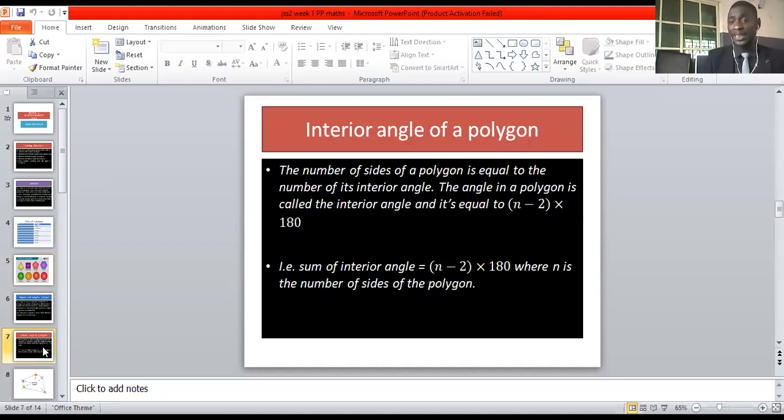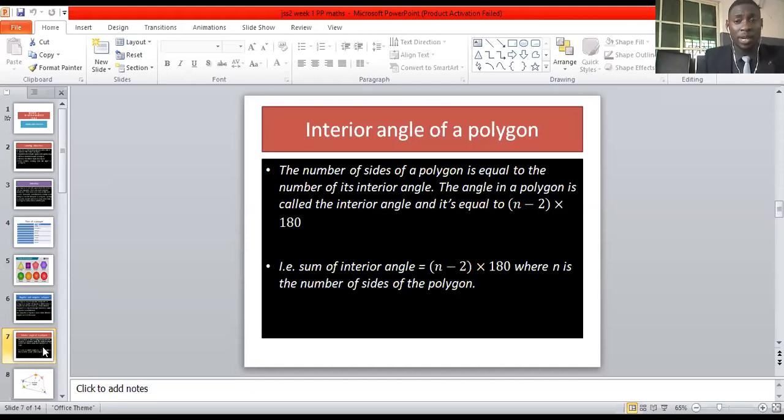So how do you find the interior angle? How do you calculate the sum of interior angles? Like a triangle, the total sum of angles is 180. If you know a triangle, and you know a quadrilateral is 360. What about a pentagon, a heptagon? How do you find the sum of interior angles in these shapes?